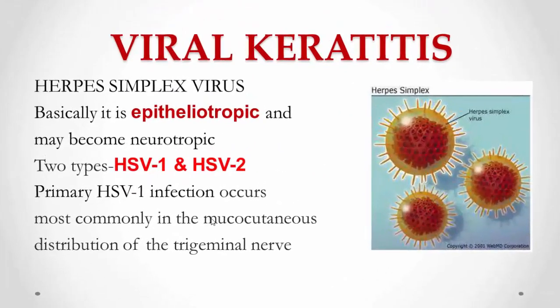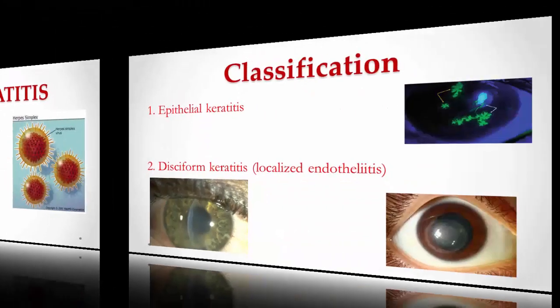Viral keratitis. The first cause of viral keratitis is herpes simplex virus. It is an epitheliotropic virus and may become neurotropic. It includes 2 types, herpes simplex virus 1 and 2. Herpes simplex virus 1 infection occurs most commonly in the mucocutaneous distribution of the trigeminal nerve.